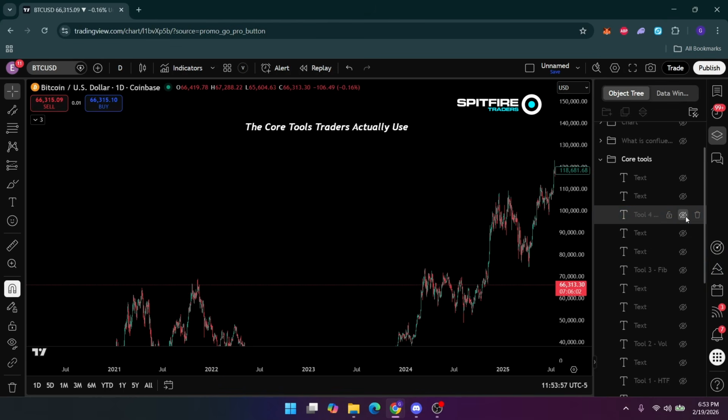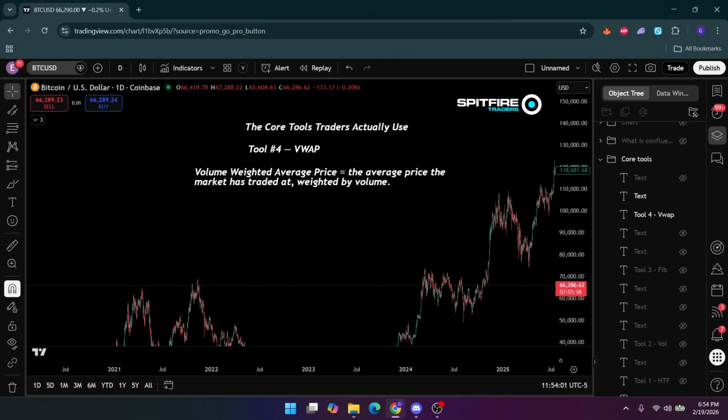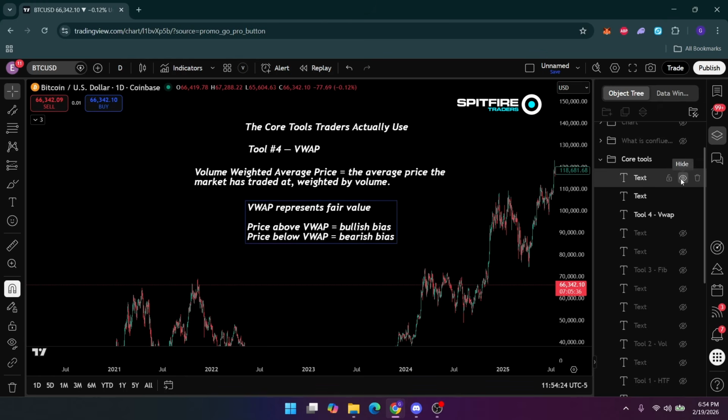Number 4 is VWAP. VWAP stands for Volume Weighted Average Price. It represents the average price the market has traded at, weighted by volume. Traders use it as a dynamic fair value level to judge whether price is trading at a premium or a discount during the session. VWAP represents fair value.